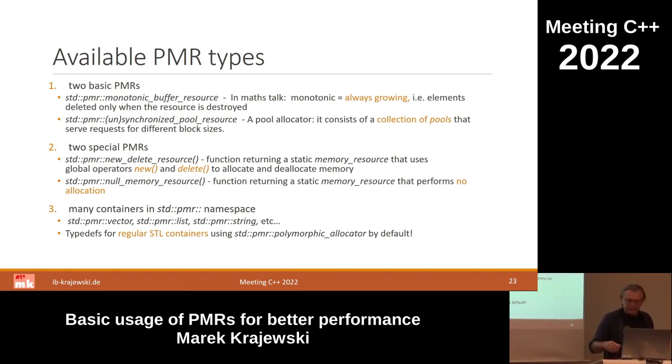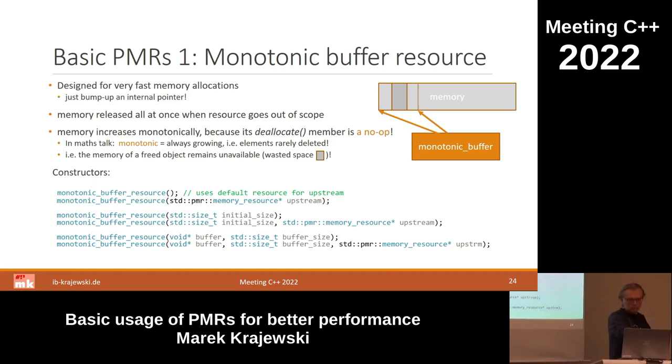And as the third part of the support, there are many containers located in the std pmr namespace, like PMR vector, PMR list, PMR string, so we can just take them and use them. These are very cheap type defs for normal STL containers, just with the polymorphic allocator set as the default allocator type. Okay, these are the three parts of our library support. So let's have a look at our first workhorse, the monotonic buffer resource. That's a weird name, isn't it?